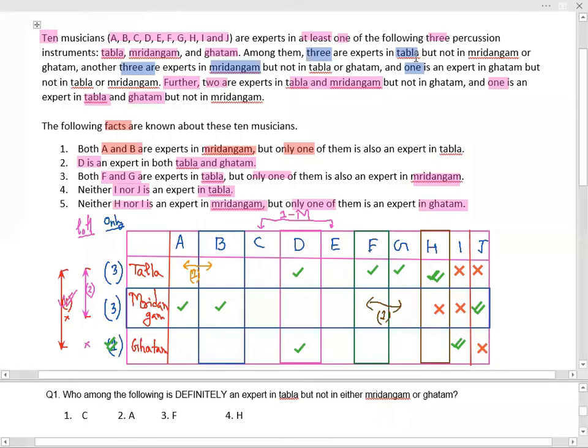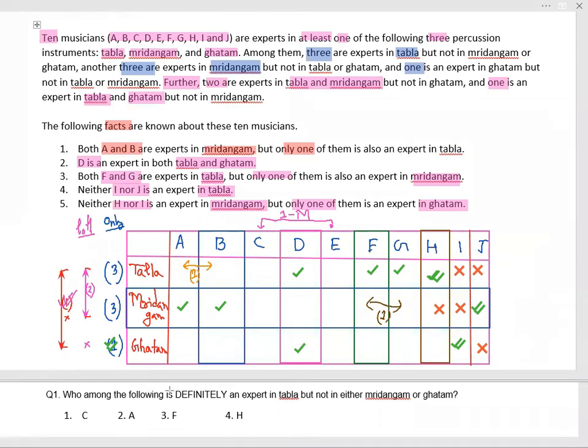Now we can see question number 1, where it is mentioned: who among the following is definitely an expert in tabla, but not in either mridangam or gatham? As per my concept, he should be a double tick in tabla, and that is H I can see. So my answer for this question goes to H, option 4.